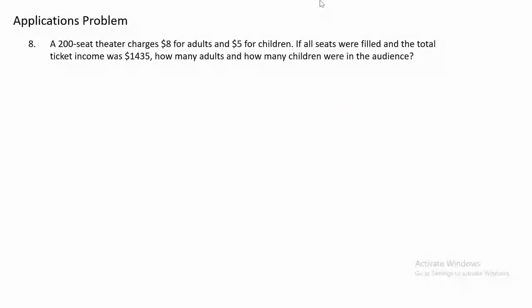Okay. So for number 8, it says a 200-seat theater charges $8 for adults and $5 for children. If all seats were filled and the total ticket income was $1,435, then how many adults and how many children were in the audience? So how do we solve this type of problem?